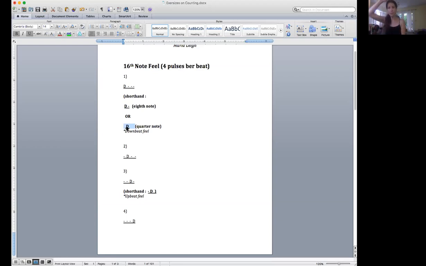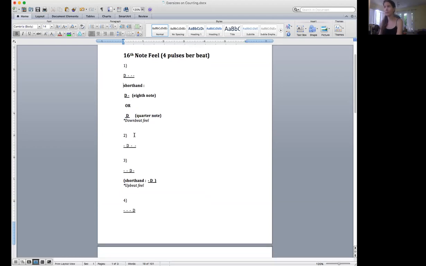Now, this is also downbeat, okay? When the beat falls here, this is downbeat. And when the beat is up, it's on the upbeat. So for this example, we have shorthand options. Now, for example number 2, the doom falls on beat 2.